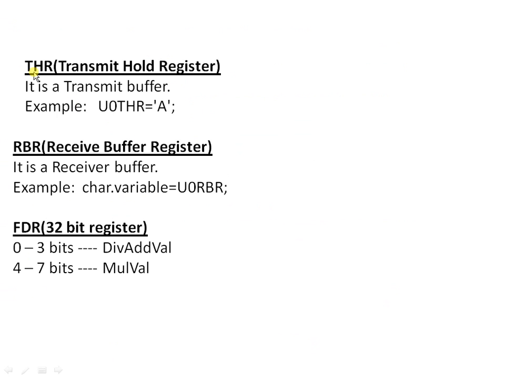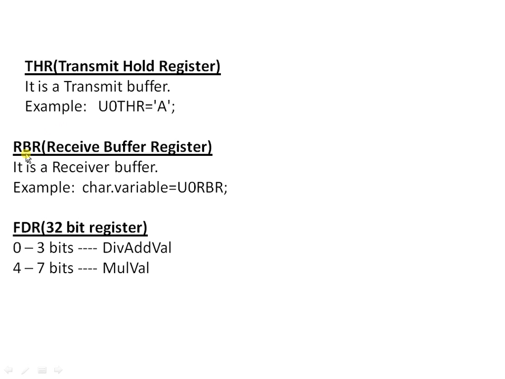So we have one more register, THR, which is nothing but the transmit hold register. It's the buffer register inside the transmitter. If you want to transmit a character, then that character should be placed inside this THR. As I'm using UART0, that's the reason I have written U0THR. This is the syntax which we use, where A is a character and that is placed inside the THR register. As I'm using UART0, I'm using U0 here.